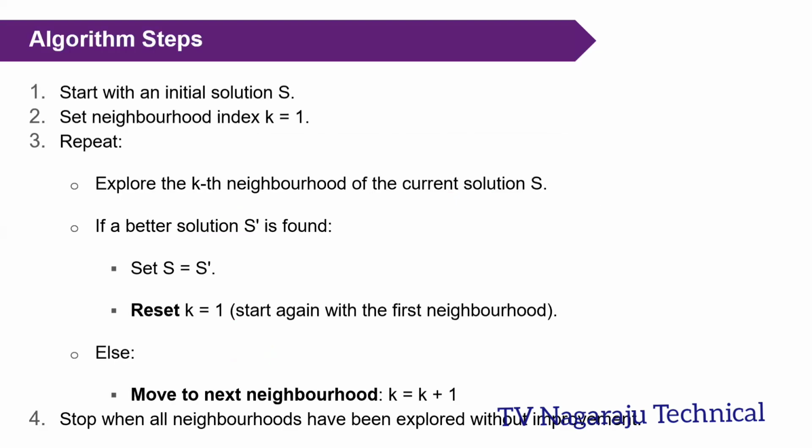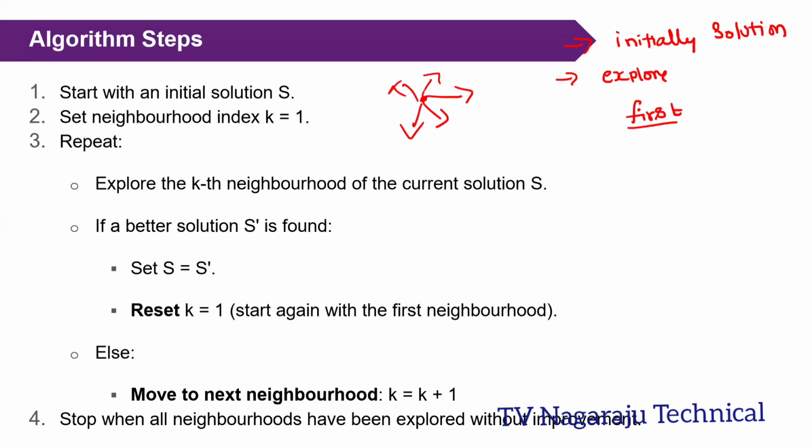Now the most important thing is how the algorithm works. Simply, we start with an initial solution. First I will explain theoretically, then move to the algorithm. I start with some initial solution. Take any solution. After that, you need to explore the neighborhood. What is my next step? Exploration of the neighborhood. First, I am exploring the first neighborhood. This is my current solution, and for this, multiple neighborhoods are there. In the first step, I am exploring my first neighborhood structure.